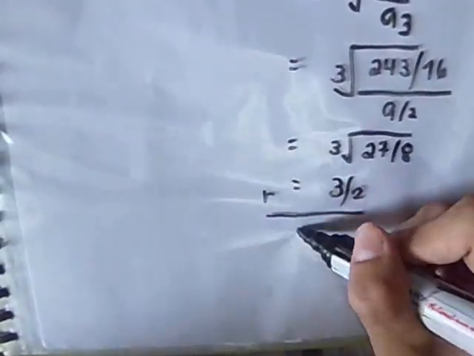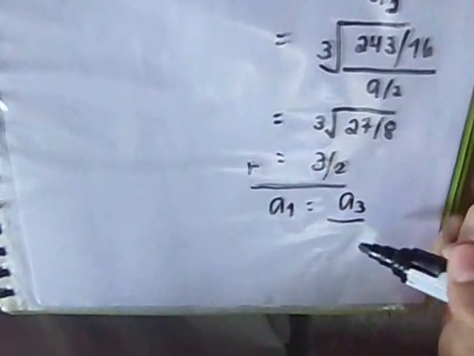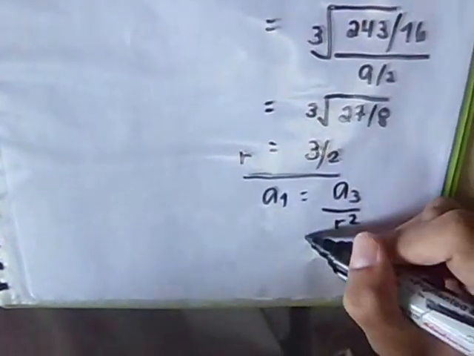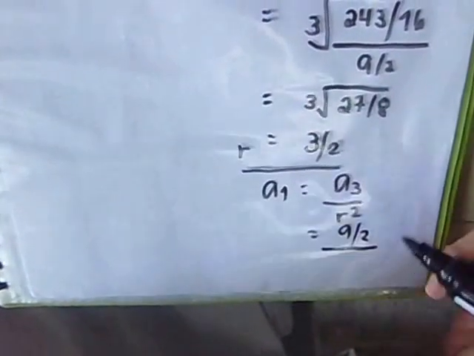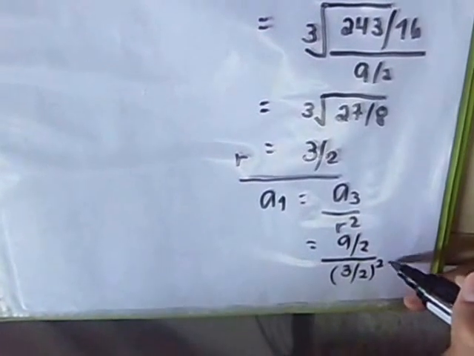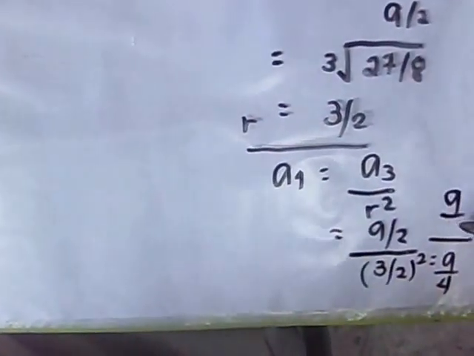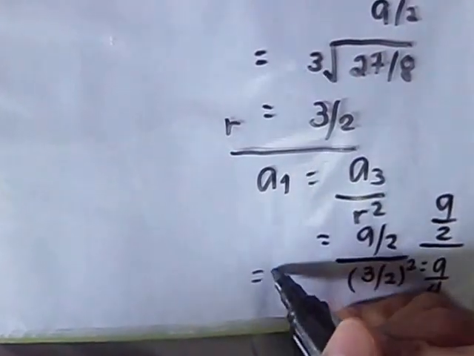Now let's find a sub 1. We have a sub 1 is equal to a sub 3 over r squared. Our a sub 3 is 9/2 as in the given, and our r is 3/2. 3/2 squared is equal to 9 over 4. And 9 over 2 over 9 over 4 is equal to 2.